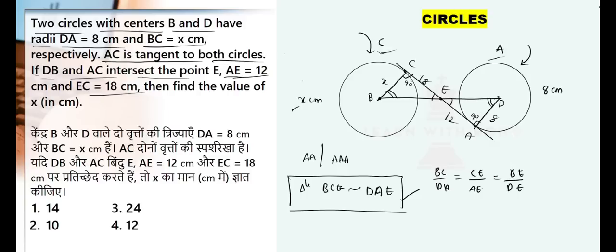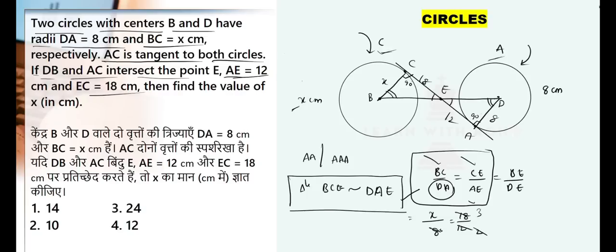Here we need to find BC, and we have the DA value, and they have given the CE value and AE value. So if you take this part of the relation, BC is x, DA is 8, CE is 18 and AE is 12. 6 3s are 18, 6 2s are 12, 2 4s are 8. So the x value is 12 centimeters, that is the answer, option number 4. Let's see our next question.